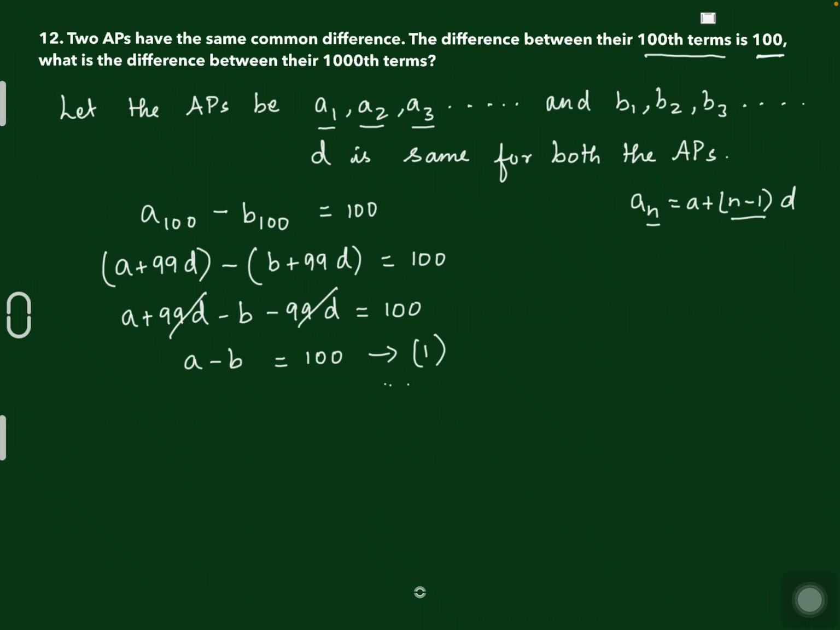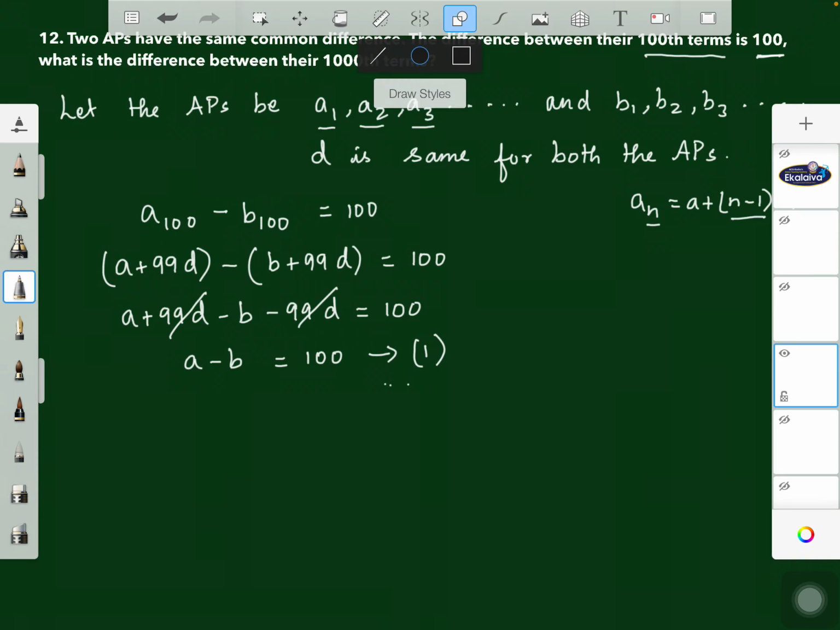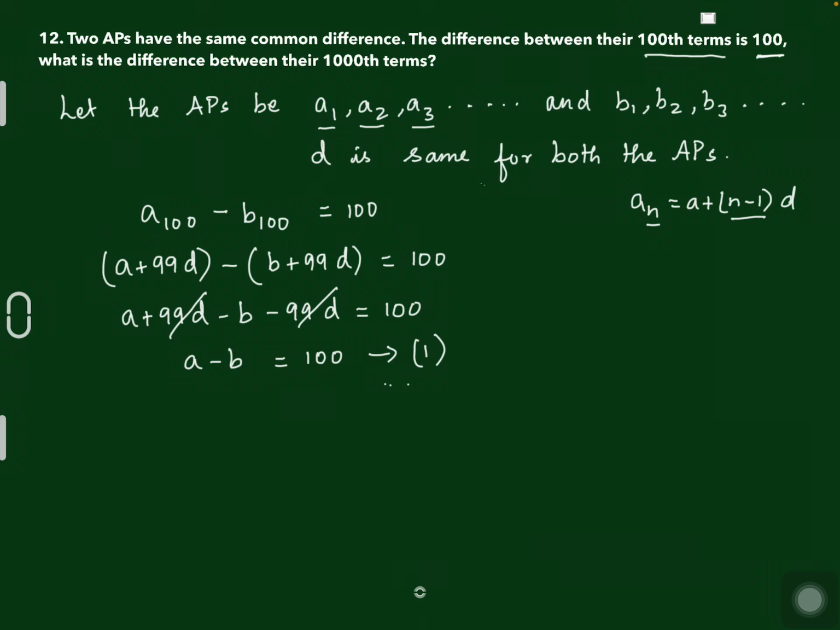Okay. Now we have to find what is the difference between the 1000th terms. So let us find the difference between the 1000th terms. So what will be its 1000th term? A1000 minus B1000. Why do we do minus? Because difference. We need to find the difference between the 1000th terms. So A1000 minus B1000 is equal to, how do you write A1000?